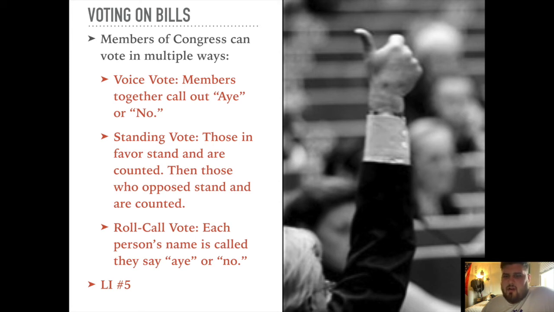Standing vote: those in favor stand, so it's a little bit easier. You just have to go through and count. Those in favor stand and are counted, and then those who oppose stand and are counted as well. So for example, if 10 people stood up, you would count those 10 for yes, and if 5 people said no, then you would count the 5 people who said no. So it'd be 10 versus 5, and it would pass. And then finally, roll call vote: each person's name is called and they say aye or no. Simple, nothing too crazy.